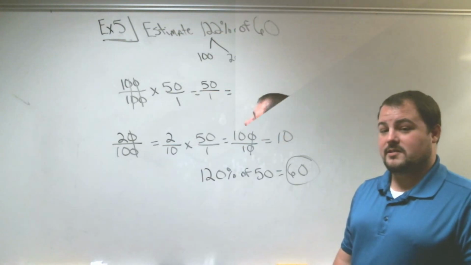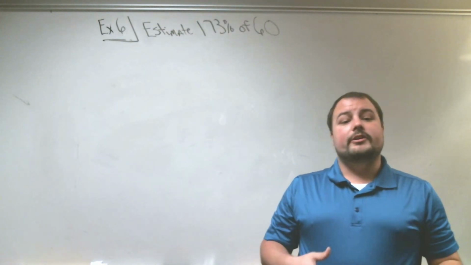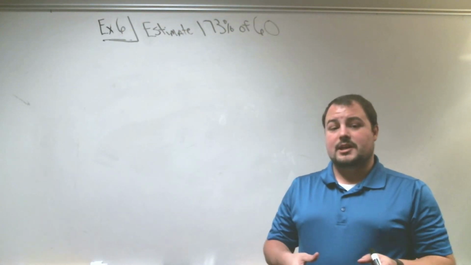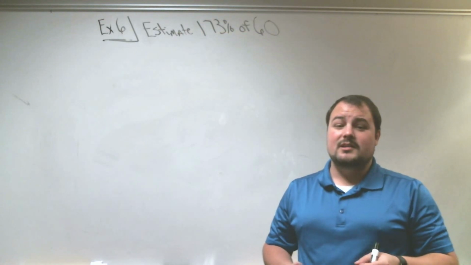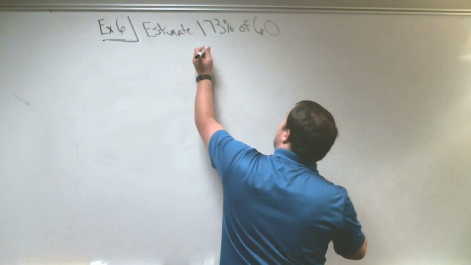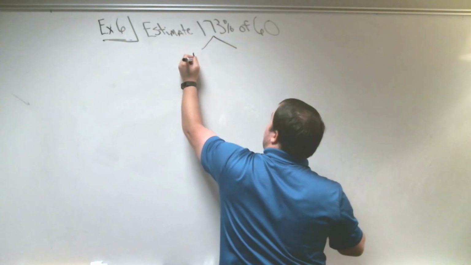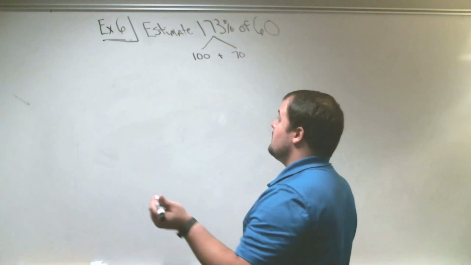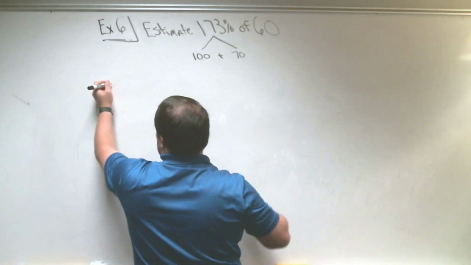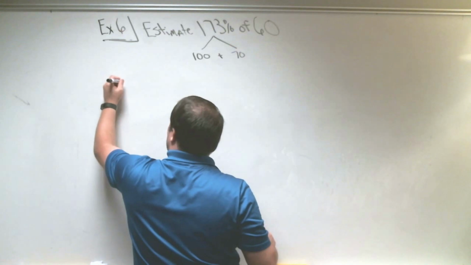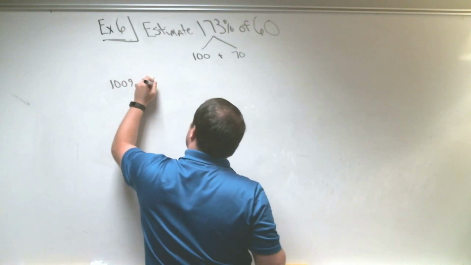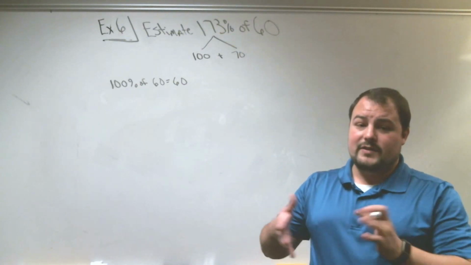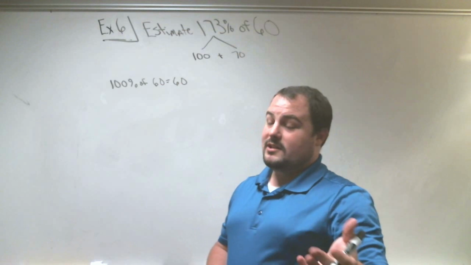Let's do another one just like this. In example 6, we're going to be finding 173% of 60. And so I'm going to approach it in the same sense. First thing is I'm going to round 173% to probably 170%. So I'm going to break it up into 100% plus 70%, which would be about that number. So I know that 100% of 60 is 60, because we just figured out in the previous problem that 100% of 50 was 50, so 100% of 60 is 60.